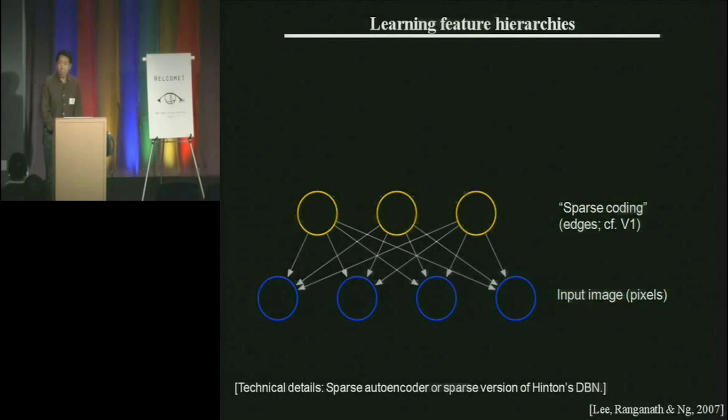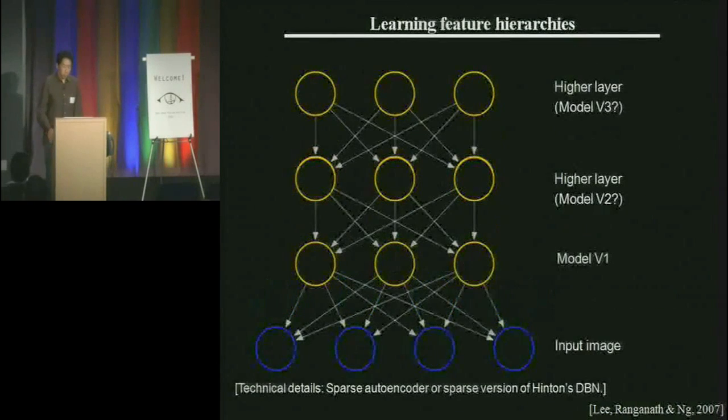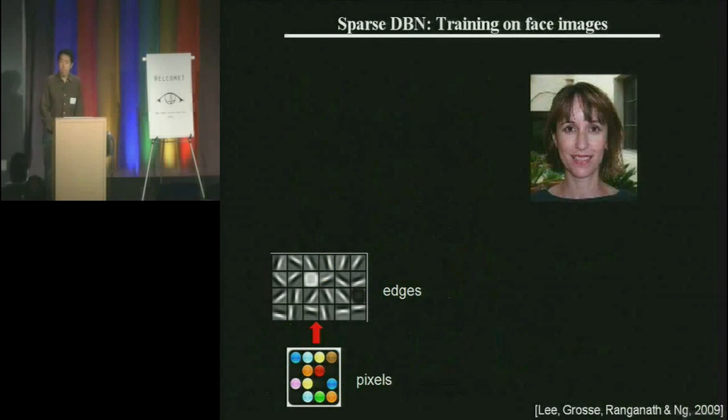So if you imagine in this diagram that the lowest level is the input image, one level up, you can apply sparse coding and learn edge detectors. It turns out you can repeat this process, and just as you can group together pixels to form edges, you can group together edges to form more complex feature detectors and build more and more complex features. The technical details are either a sparse version of Geoff Hinton's DBN or a sparse autoencoder. But when you do this, let me actually show you the results. So one layer of sparse coding or one layer of sparse DBN lets you group together pixels to form edges.